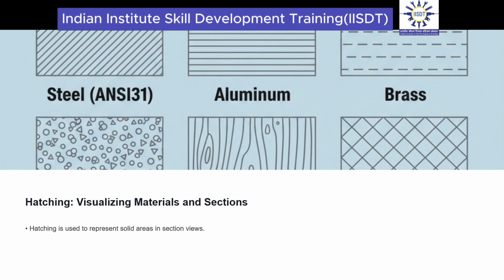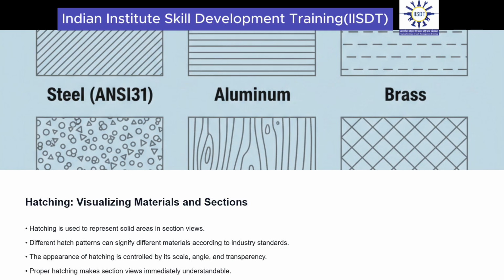When we need to show the internal features of a complex part, we create what's called a section view, which is like slicing the object open to see inside. But how do we visually represent the areas that were cut? The answer is hatching. Hatching is a pattern of lines or shapes applied to an area to indicate that it is a solid material that has been cut through in a sectional view. It's a powerful graphic tool that immediately communicates form and substance.